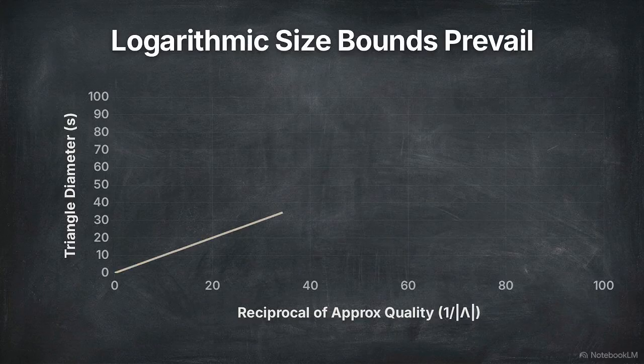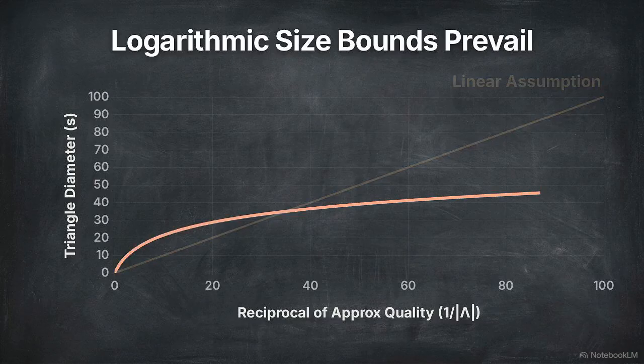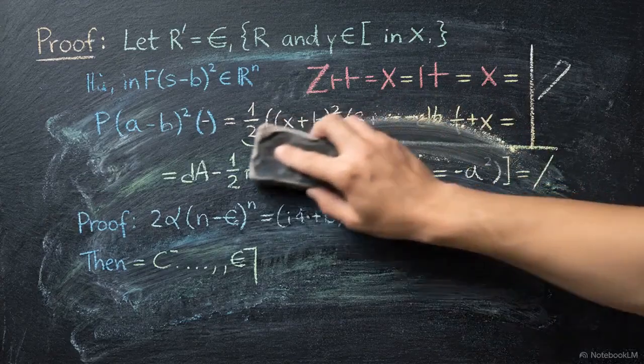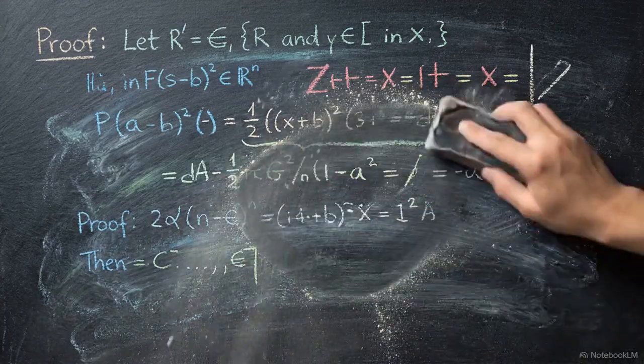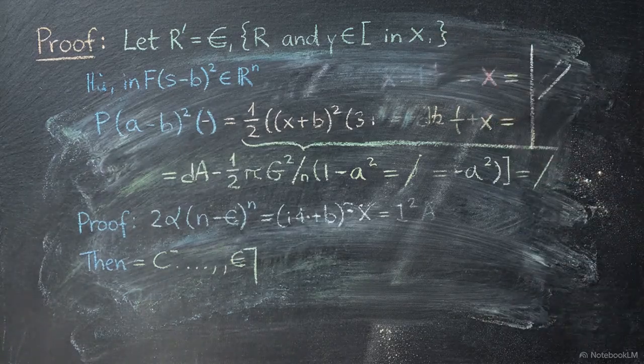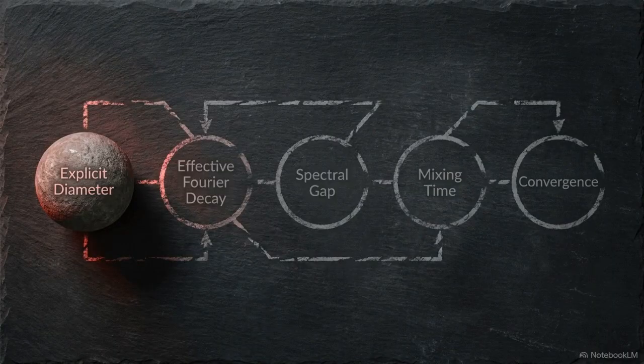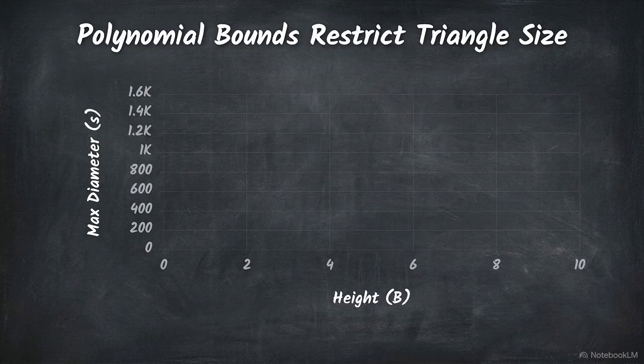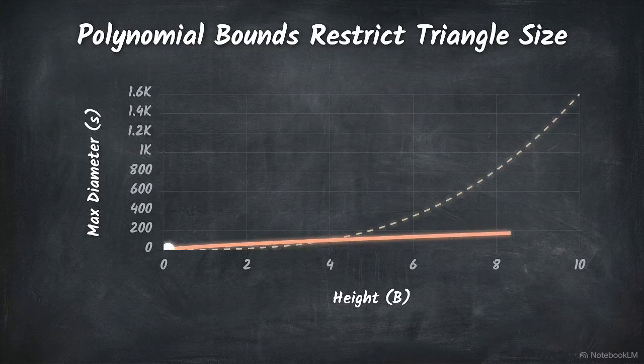The true relationship between the geometric size and the approximation quality is logarithmic, not reciprocal-linear. Because the size dictates the gaps, and the gaps dictate the decay rate, applying the wrong functional form here compromises the entire proof. The effective decay rate downstream is built on a faulty geometric foundation. Correcting this functional form transforms the current results. It replaces the sub-exponential bounds found in recent papers with more restrictive polynomial bounds.